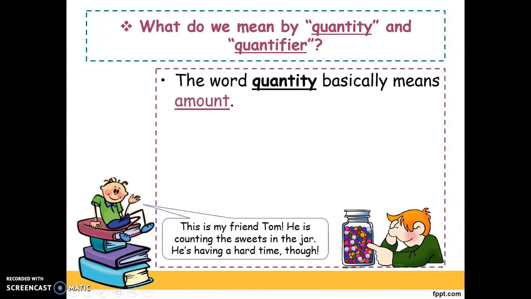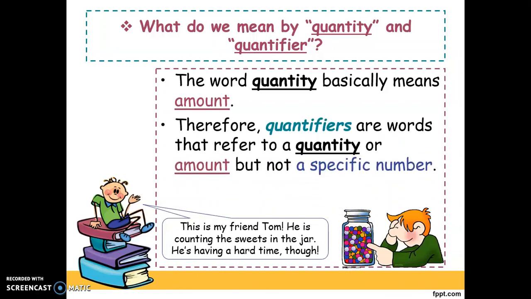The word quantity first basically means amount. We talked about this. We said that quantity means amount. How much or how many? Amount. Therefore, quantifiers are words that refer to a quantity or amount, but not a specific number. See, like Tom right here, he has a problem. He wants to tell us that there are a lot of sweets basically in this jar, but he does not want to use a specific number. Imagine counting all those sweets. It would take him ages.